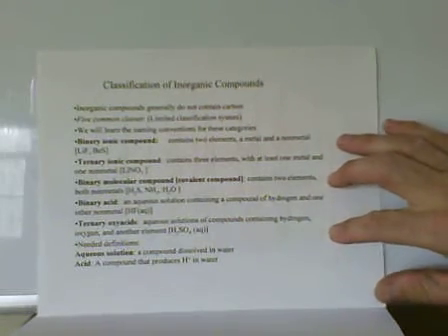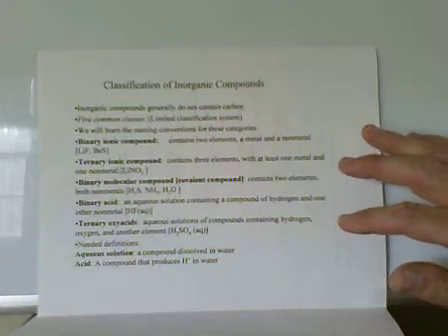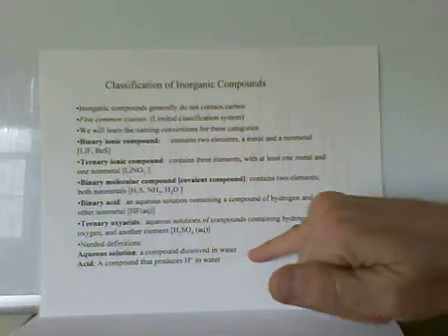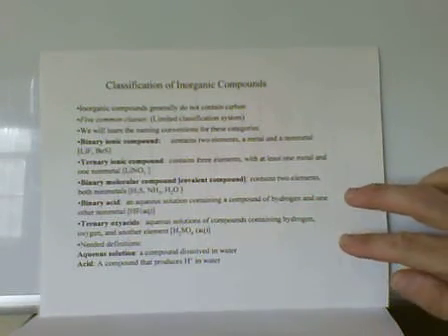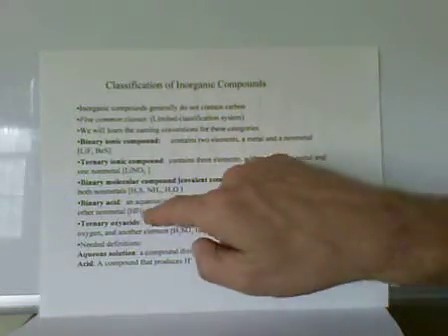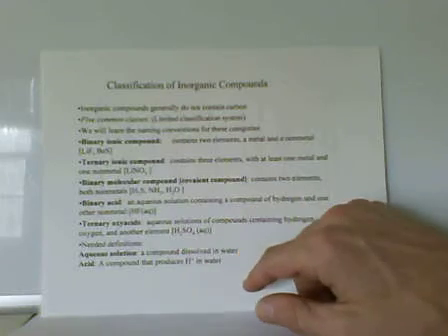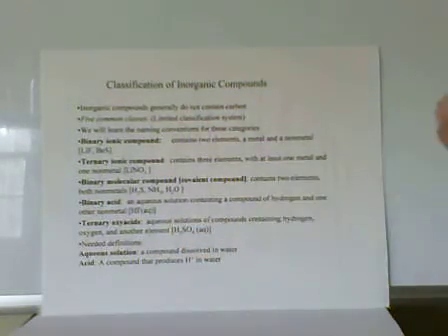Then we have two categories of acids. So an acid is a compound that will release hydrogen ion in water. And anything dissolved in water, we call that an aqueous solution. So a binary acid will be hydrogen with one other nonmetal dissolved in water. And a ternary oxyacid will be hydrogen with a polyatomic anion dissolved in water.